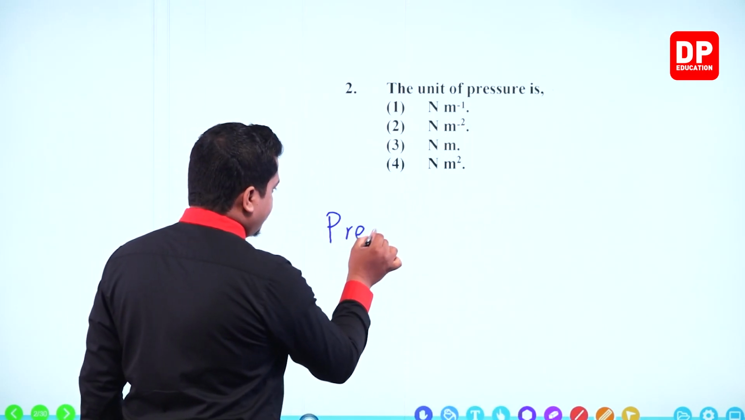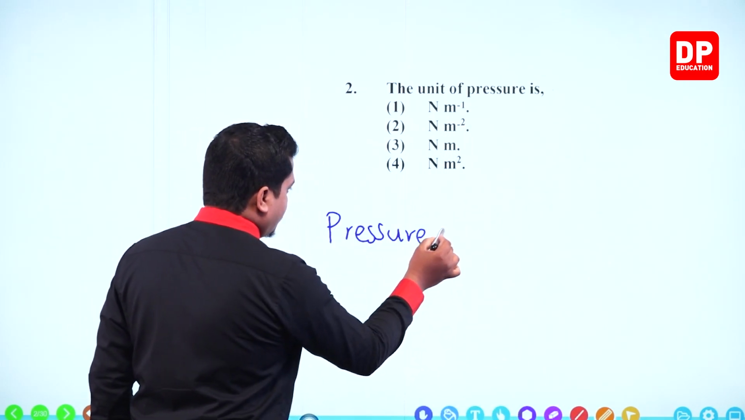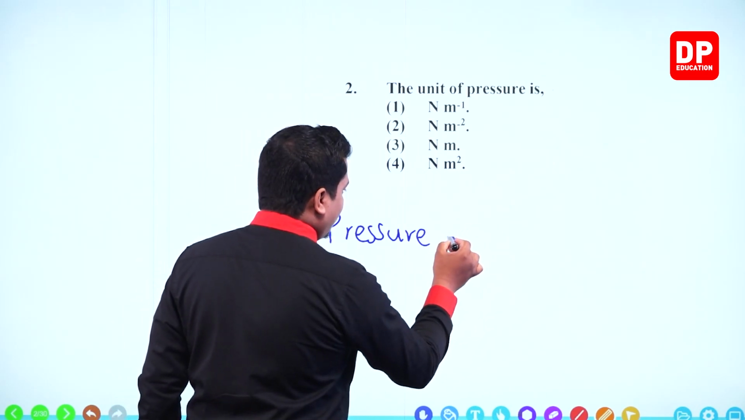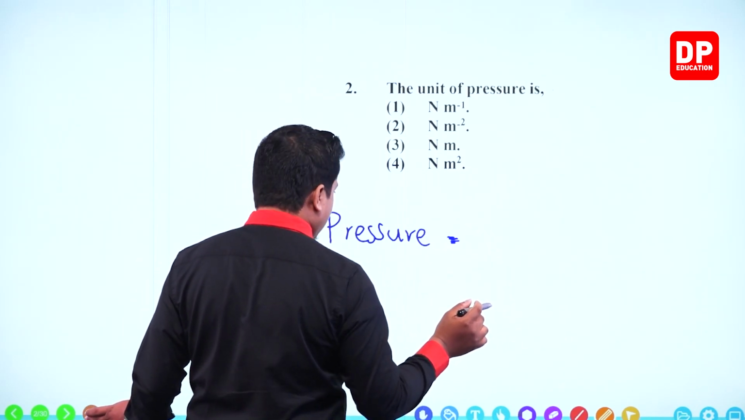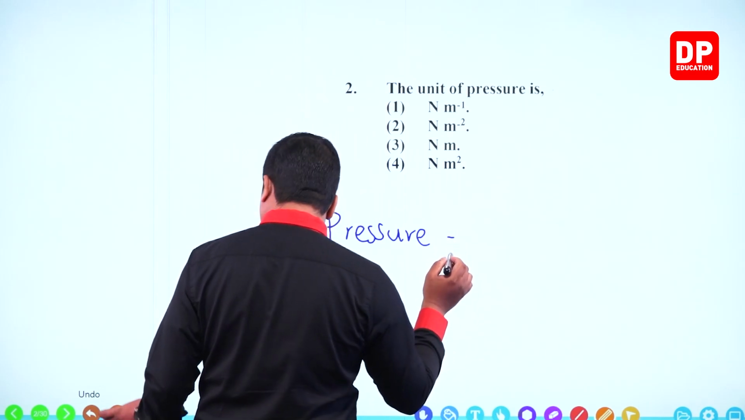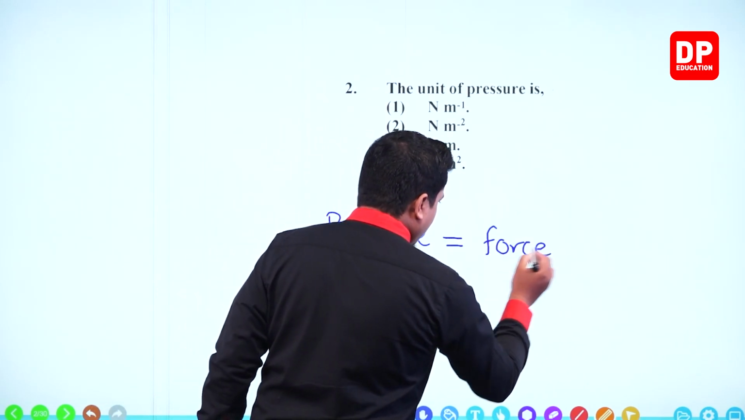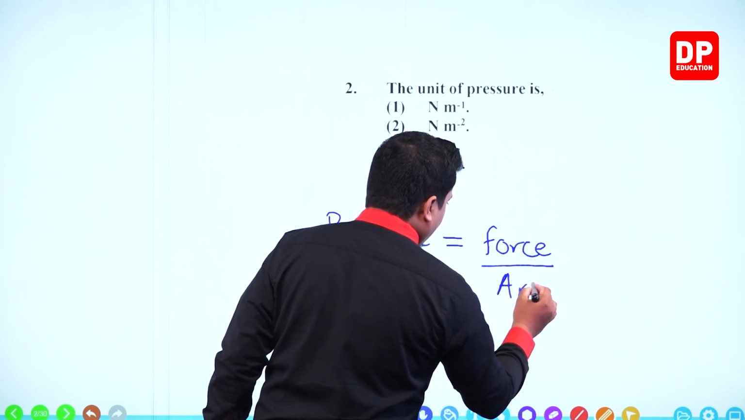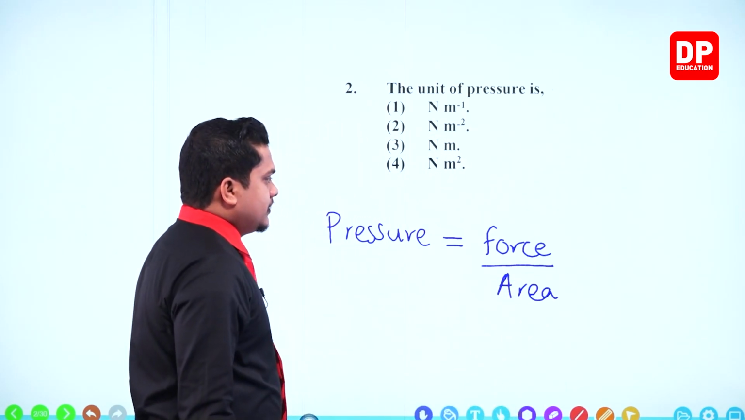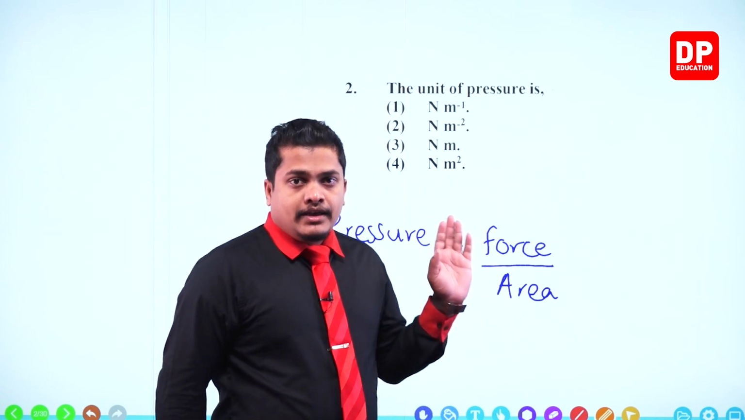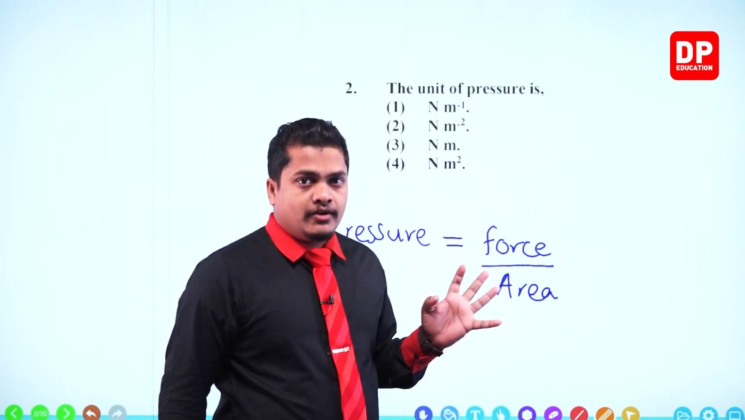Pressure is equal to, in simple terms we can write this as force upon area. Okay, force upon area. This is the equation in order to find out the pressure.